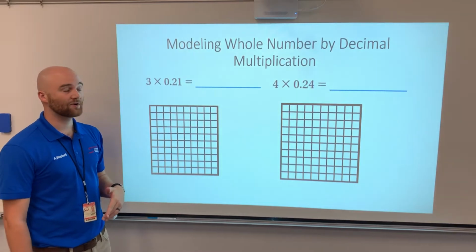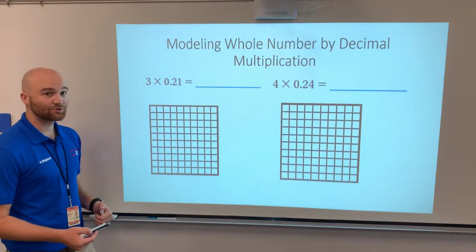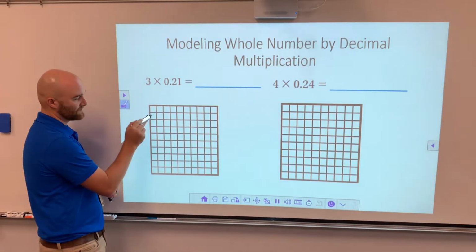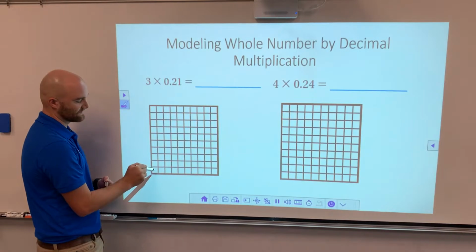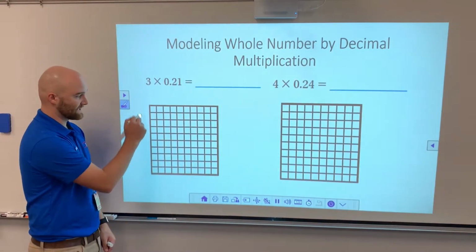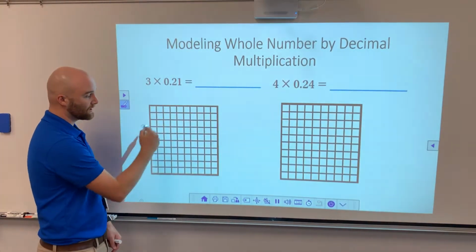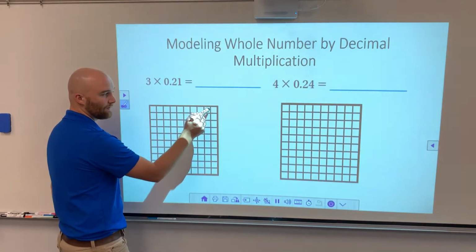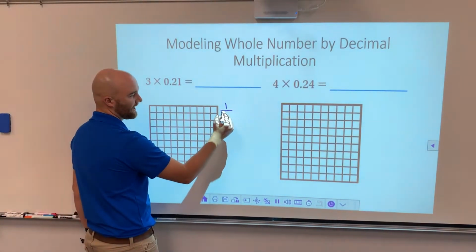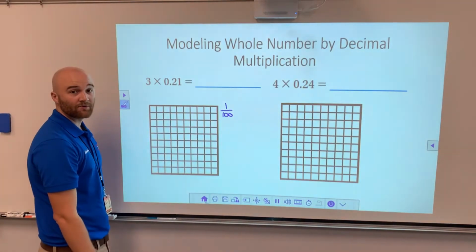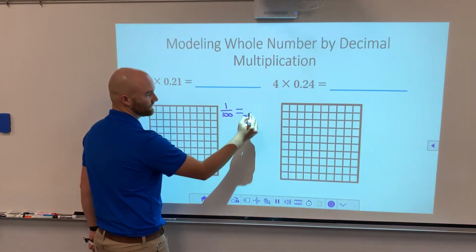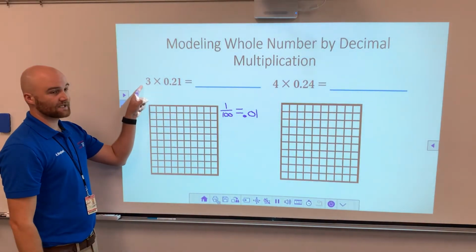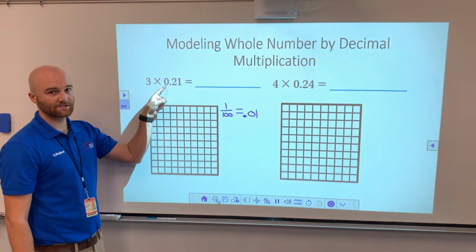For one of these hundredths grids, the first thing we're going to do is count up to make sure that we've got 100. I've got 1, 2, 3, 4, 5, 6, 7, 8, 9, 10 by 1, 2, 3, 4, 5, 6, 7, 8, 9, 10. Because this is like an array, I can say this is a 10 by 10, or 100 squares in here. If this is 100 squares, that means that each individual little baby square is one part out of 100. Or if I wanted to write that as a decimal, I could say it is 1/100th.